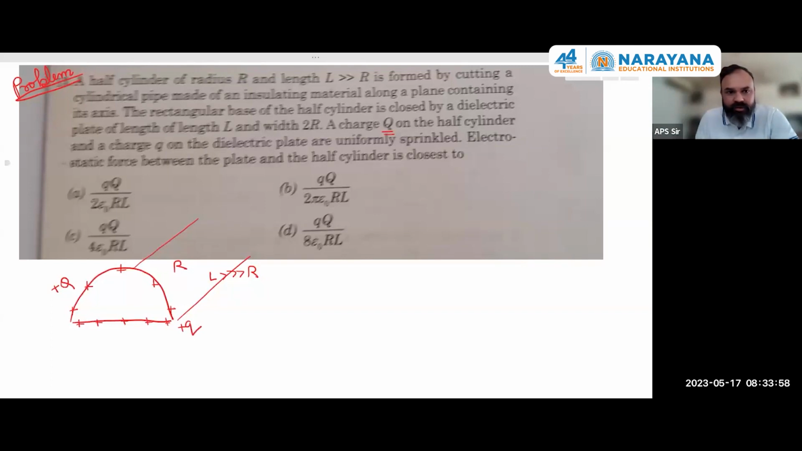So the question was, can you find out the electrostatic force of interaction between the plate and the half cylinder? The half sheet is rectangular with a width of 2R and a length parameter, which is L. And there is a half curved surface area. We need to find out the force of interaction. I'm not drawing the third dimension. We understand the problem. So how to approach the question?